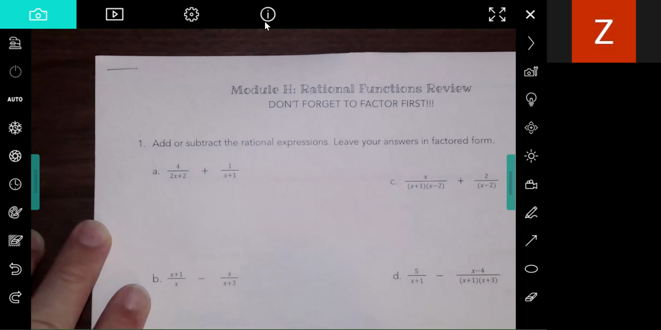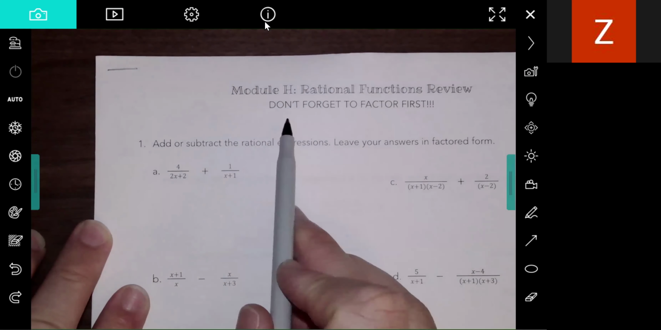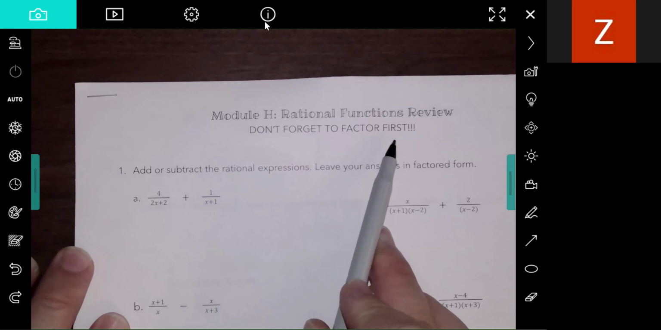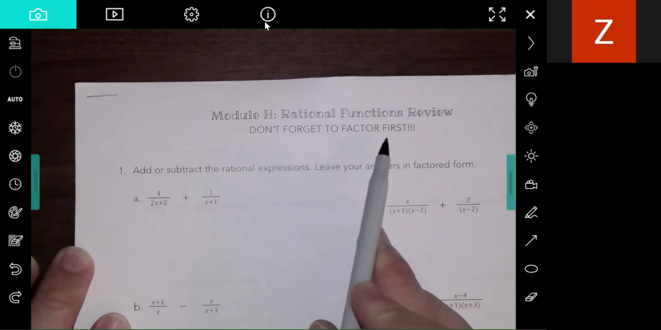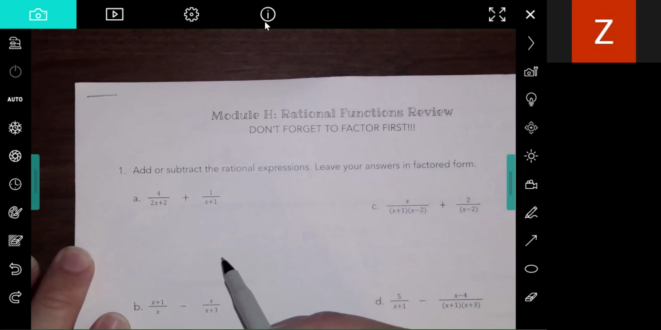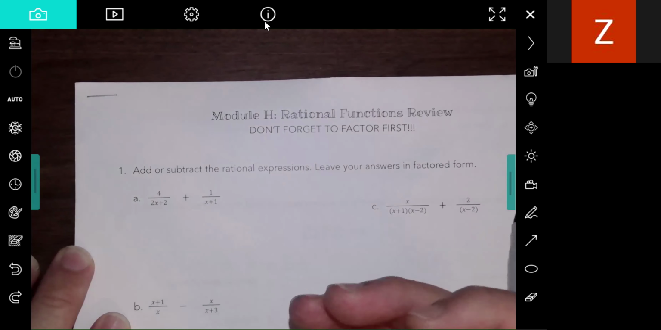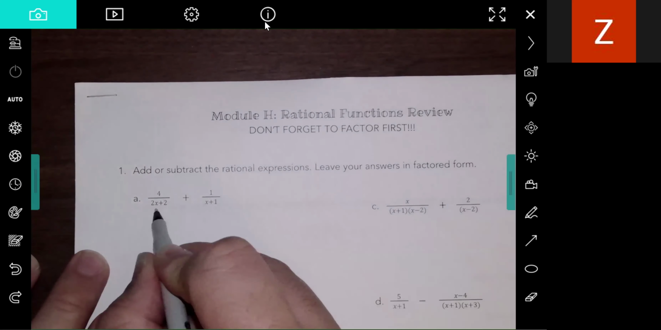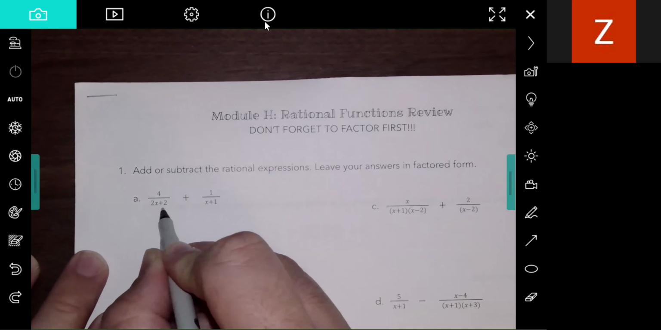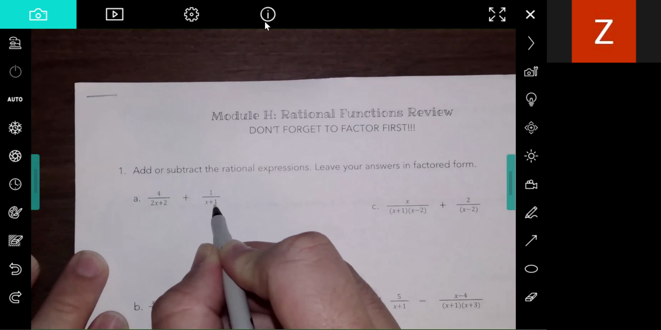So when we do this, first thing we want to do is factor first. Notice this note right up here at the top in all caps. Don't forget to factor first. And what that means is see if you can factor and then maybe simplify some of your expressions before you start trying to add them. Okay. So what we notice is we have a denominator of 2x plus 2, and then on the right side a denominator of x plus 1.